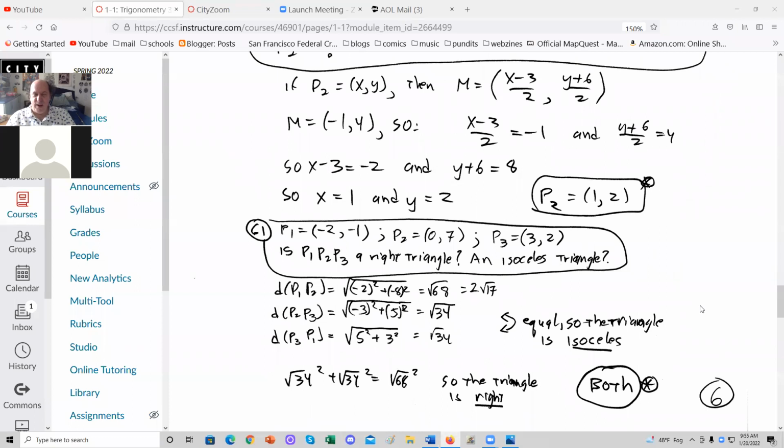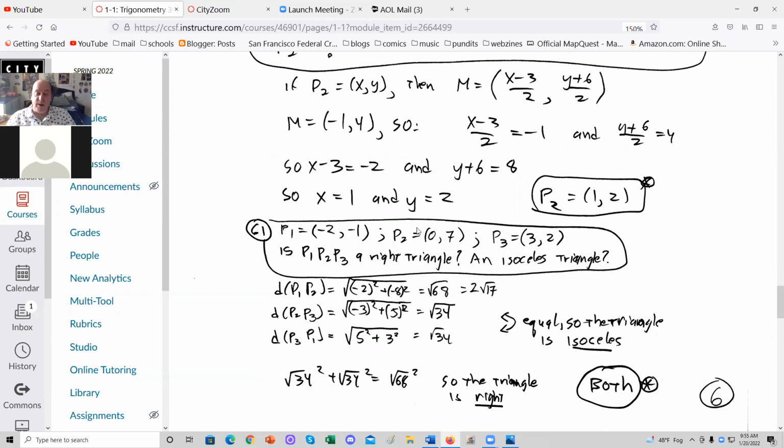Here it's getting a little tricky. We have three points, and the question is: does that form a right triangle? Does it form an isosceles triangle? A right triangle has a right angle at one of the corners, and so it has a squared plus b squared equals c squared. An isosceles triangle has two equal sides and a base.